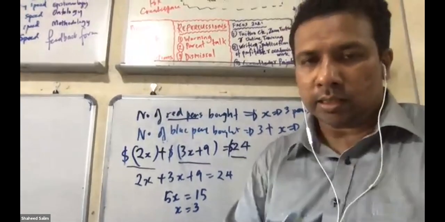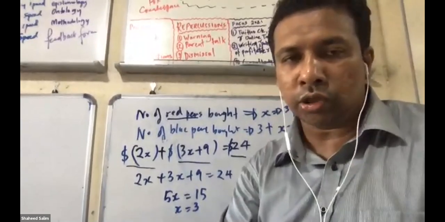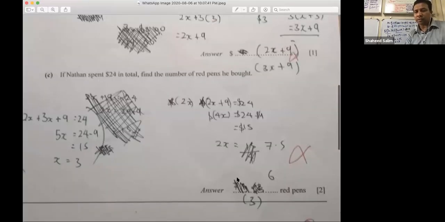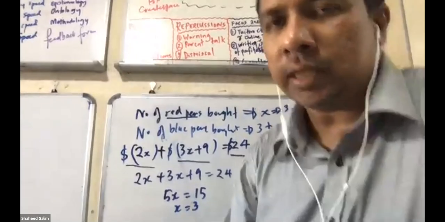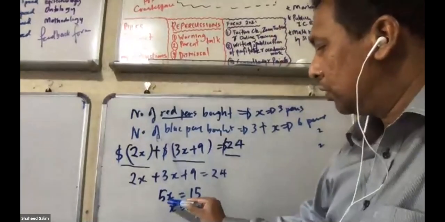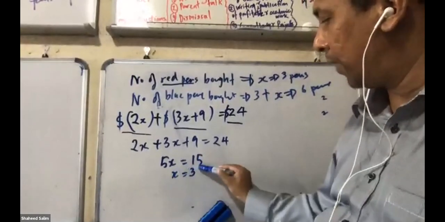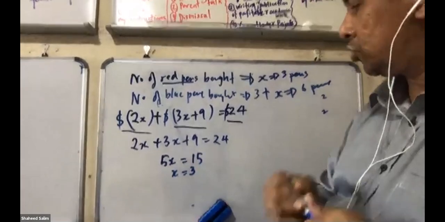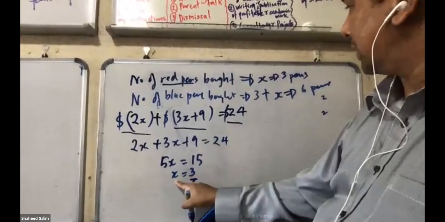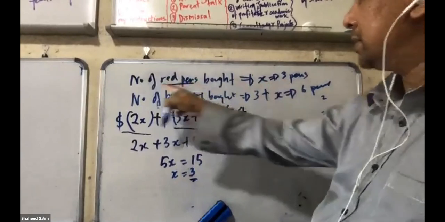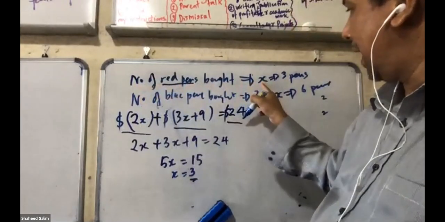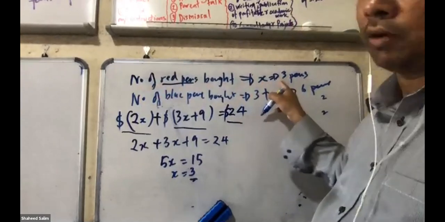What is the correct answer? Let's see. Did your teacher give you the correct answer? No. There's 6 pens, right? 6 pens is for the blue. Your answer is 3 pens, right? Now they're asking you what is the number of red pens. So if you say 5X equals 15, you're correct. Then you find X, divide by 5, you get 3. So what is this 3? The value of 3 is X. That means the number of red pens bought is X, which is 3. So he bought 3 red pens.